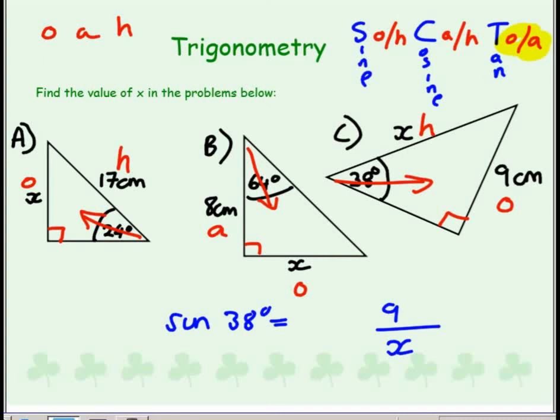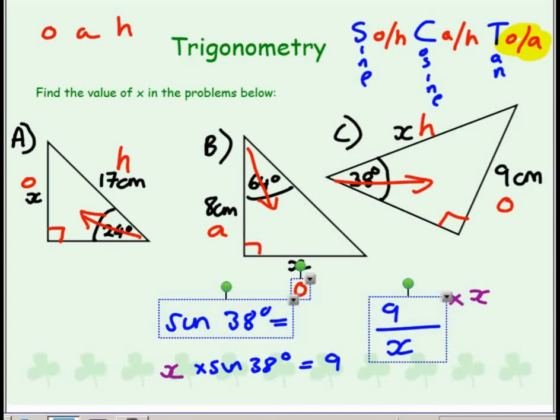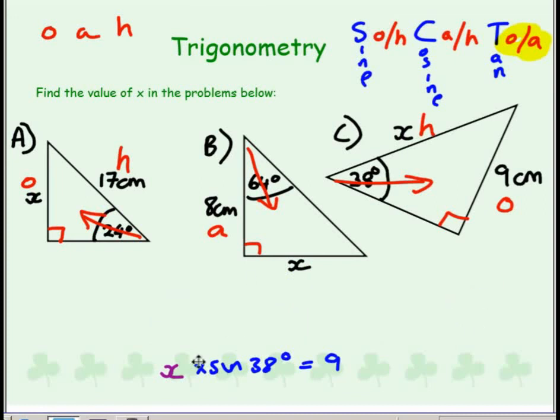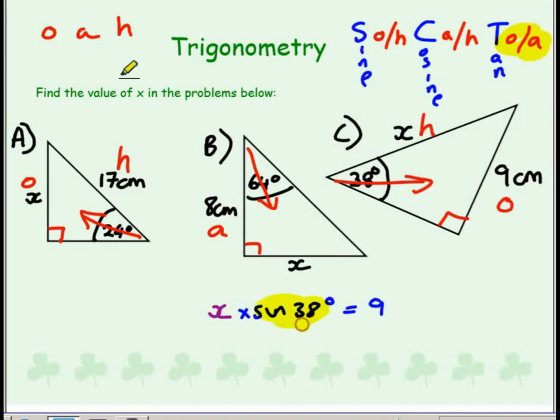So the first thing I'm going to do is multiply everything by x. So you get x times sine 38 degrees equals 9. But I'm trying to find out what x is. So I've got one more step of algebra to do, boys and girls. I've got to take the sine 38 and put it underneath the 9. So x is equal to 9 over sine 38 degrees. See where it went? It was beside the x. When I move it to the other side, it goes underneath the value there.